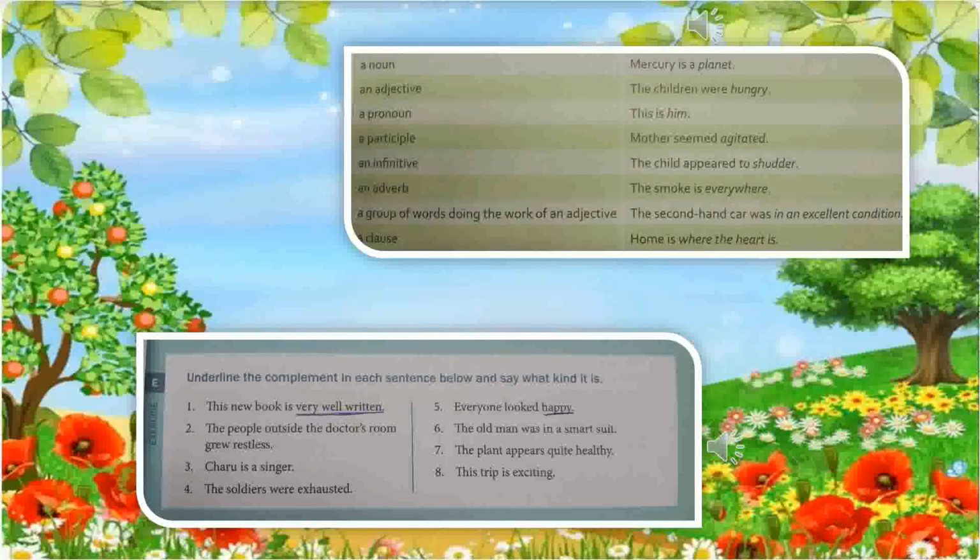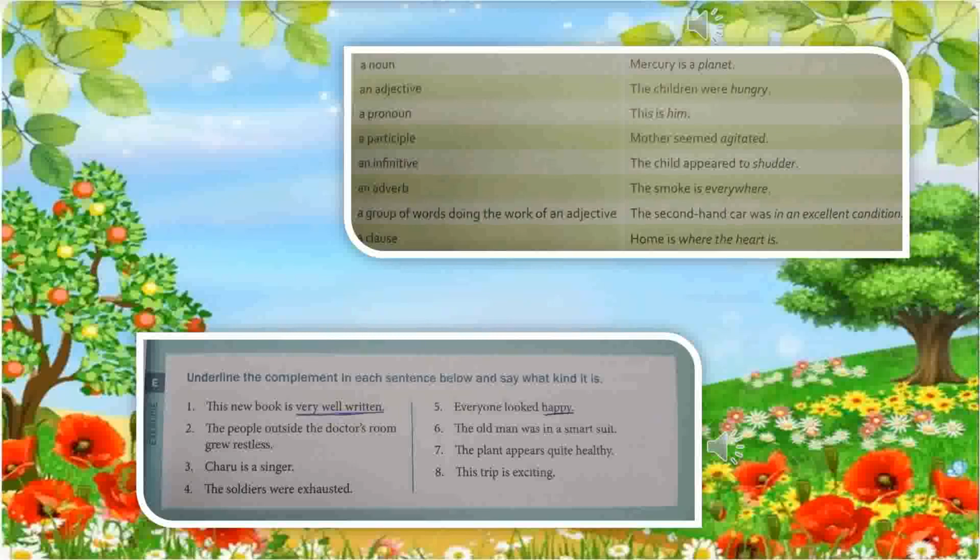Now let us move into the last exercise of our lesson. This is exercise E. The question is, underline the complement in each sentence and say what kind it is. We have to underline the complement and tell what kind of object complement it is. There are 8 questions given here. Out of 8, 2 I have solved here, and we will discuss them, and the remaining 6 you have to do yourselves.